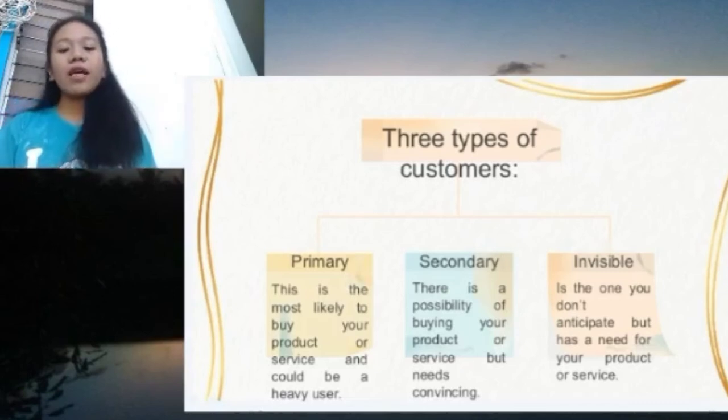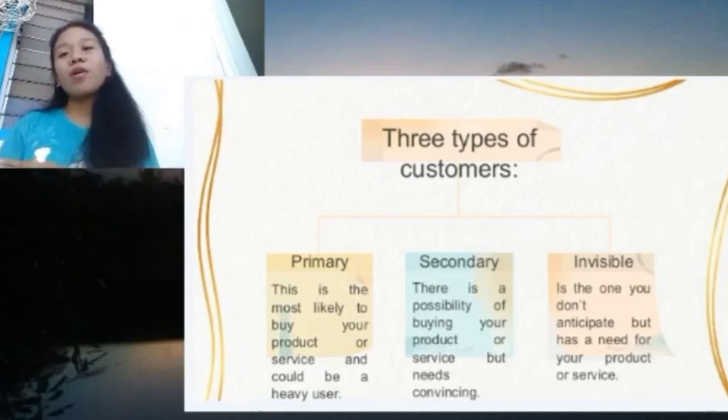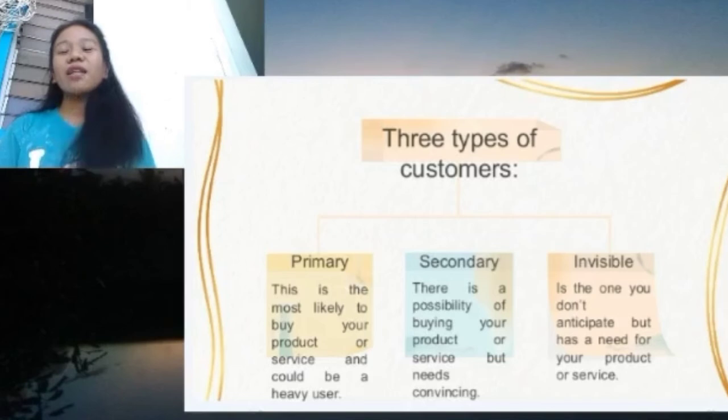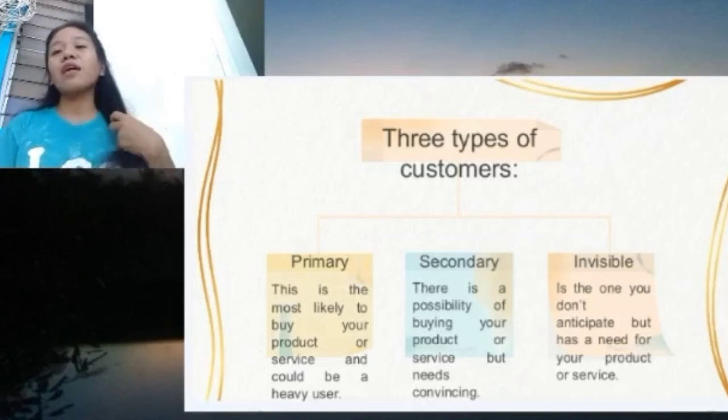That was the example of the primary. Next, we have the secondary. There is a possibility of buying your product or service, but it needs convincing. Kung hindi kayo sila tigbay sa imong product, nasa na possibility nga mo buy sa imong product pero need pa nimo siya i-convince na mo palit, kanang affordable, dili ka magbahayan na dito kay need pa nimo silang i-convince.